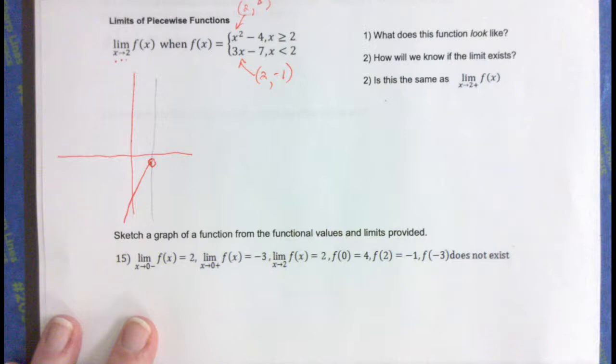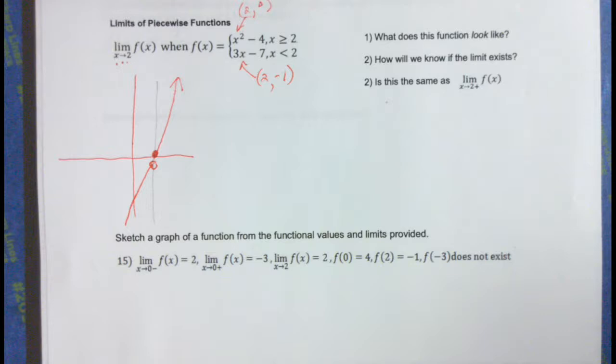Okay, what is the limit as x approaches 2 from the left? Negative 1. What is the limit as x approaches 2 from the right? 0. And are those two equal to each other? No. Then the limit does not exist.